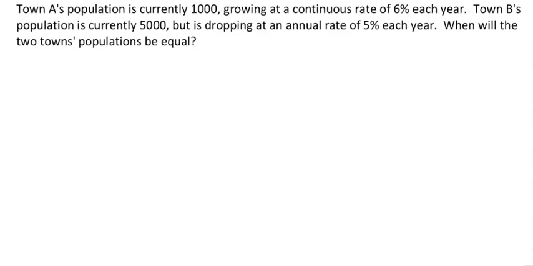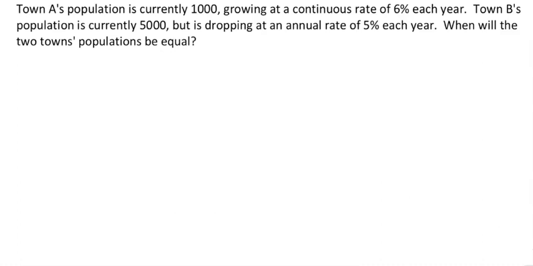Town A's population is currently 1,000 people, growing at a continuous rate of 6% each year. Town B's population is currently 5,000 people, but is dropping at an annual rate of 5% each year. When will the two towns' populations be equal?